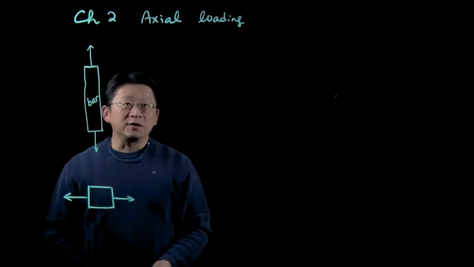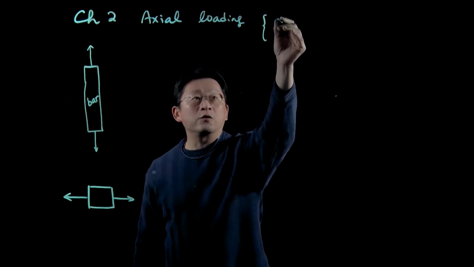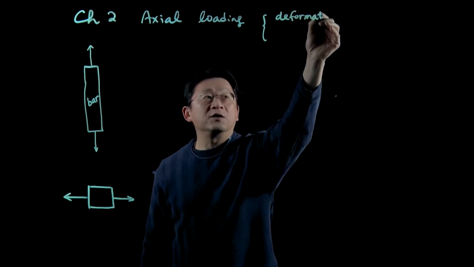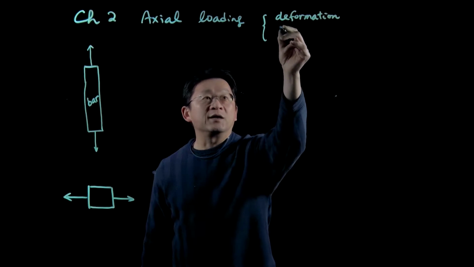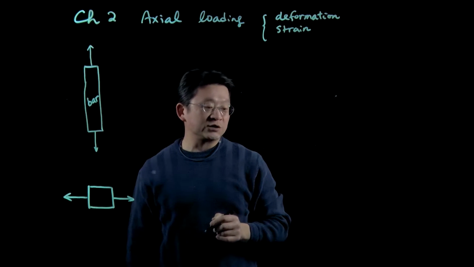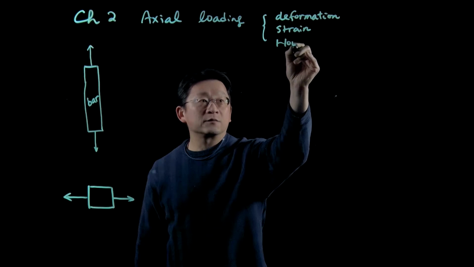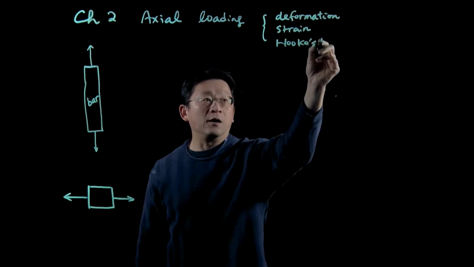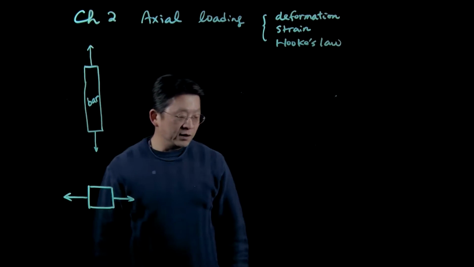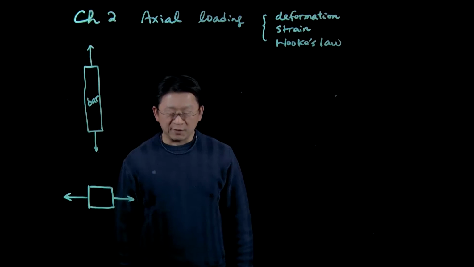In axial loading, we're going to study the deformations, which means how the material is deformed. From there, we're going to define a new term we call strain. And from here, we're going to review Hooke's law, which is a very important thing. From Hooke's law, we're going to derive a few new concepts for students in this class.